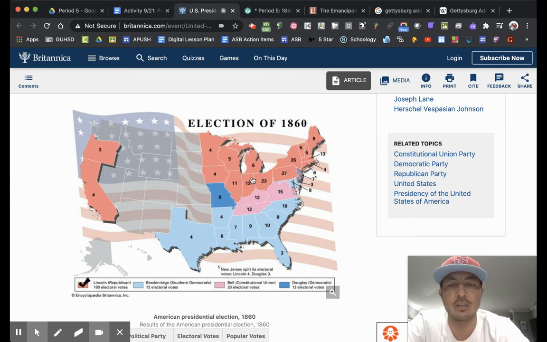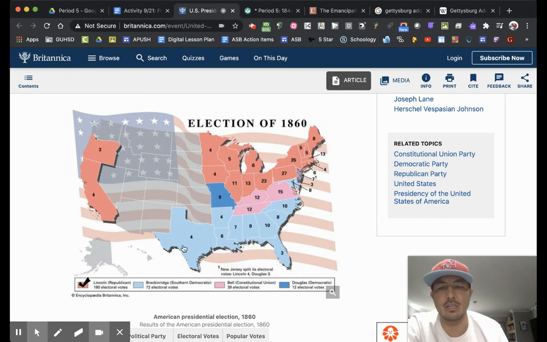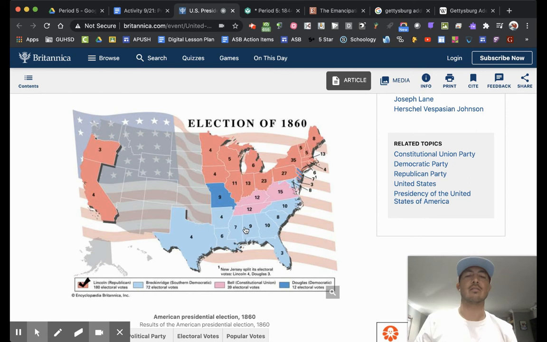So, as you guys can see, Jefferson Davis, who I don't think is here, gets elected as the president of the Confederacy later down here. And so we've got the Confederate States versus the Union, or the United States, and they're fighting each other.